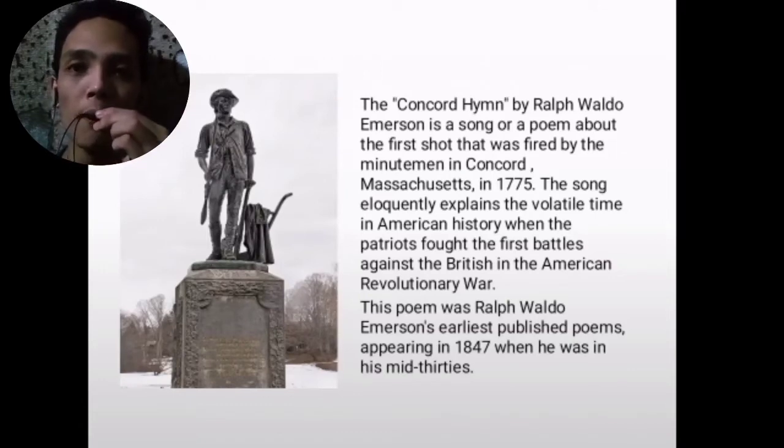So the Concord Hymn by Ralph Waldo Emerson is a song or a poem about the first shot that was fired by the Minutemen in Concord, Massachusetts, in 1775. The poem eloquently explains the volatile time in American history when the Patriots fought the first battles against the British in the American Revolutionary War. This poem was one of Ralph Waldo Emerson's earliest published poems, appearing in 1847 when he was in his mid-30s.